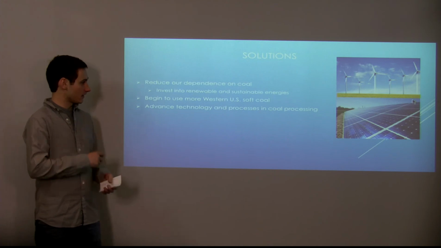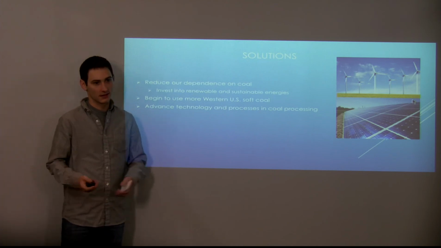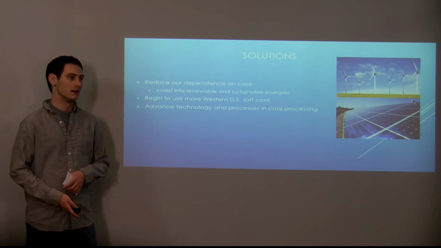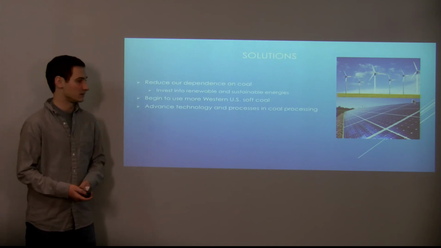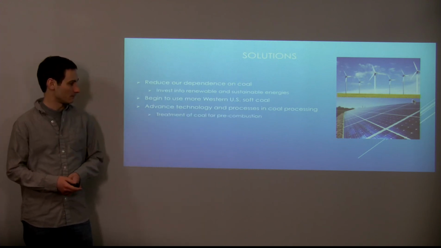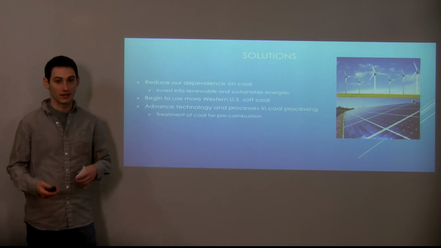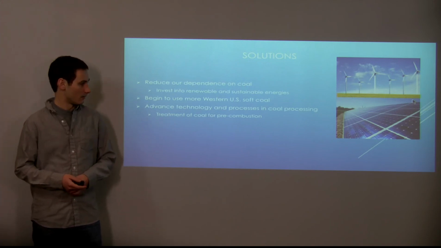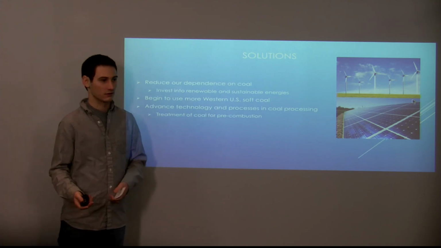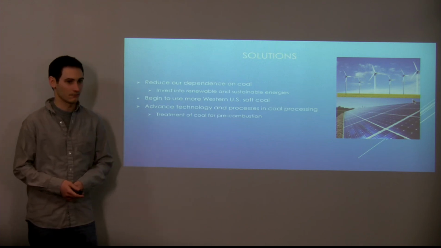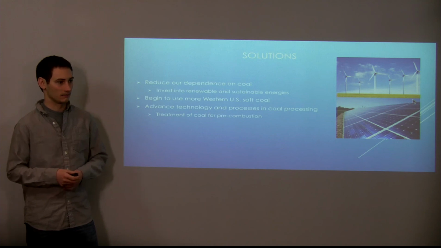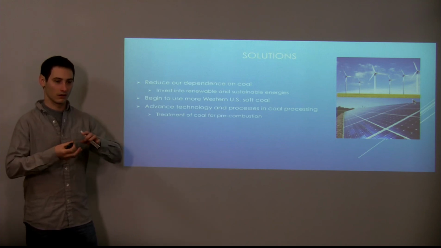We can also advance our technology and processes in coal processing. What people don't know a lot of times is coal is actually processed before it is burned to help remove some of these sulfur particles. So pre-combustion, there's a very established technique to help remove the inorganic sulfurs within coal. To improve, you can find ways to remove the organic sulfur structures. It's been proven to be very difficult because the sulfur is actually part of the coal organic structure.